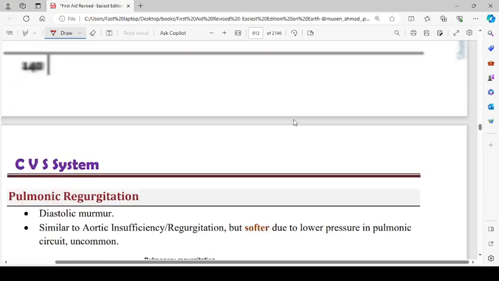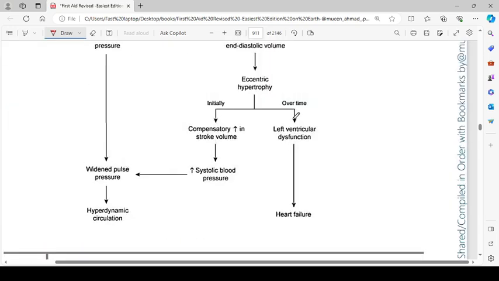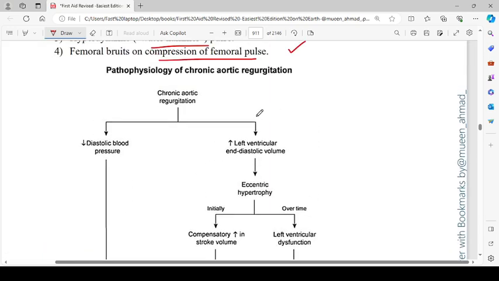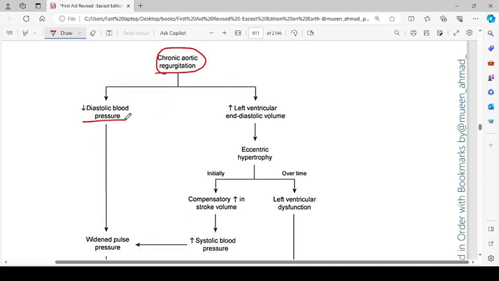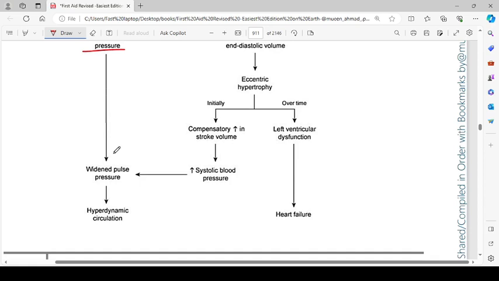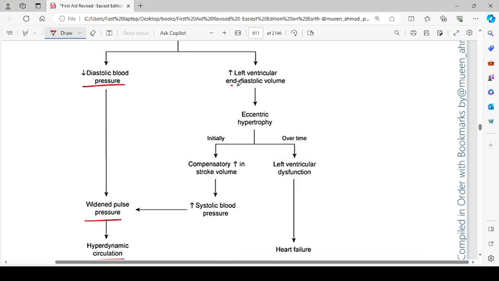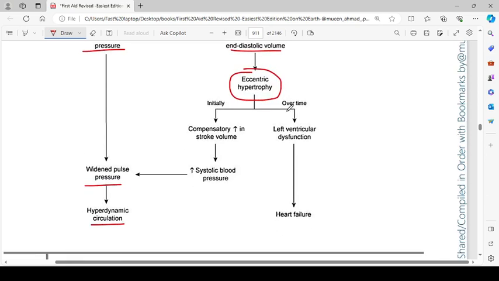So then we have the pathophysiology of aortic regurgitation. Chronic aortic regurgitation will lead to decreased diastolic blood pressure. That will lead to widened pulse pressure and hyperdynamic circulation. Increased left ventricular end-diastolic volume will lead to eccentric hypertrophy. Initially, a compensatory increase in stroke volume will lead to increased systolic blood pressure, and that will lead to widened pulse pressure and hyperdynamic circulation. But over time, there will be left ventricular dysfunction and heart failure.